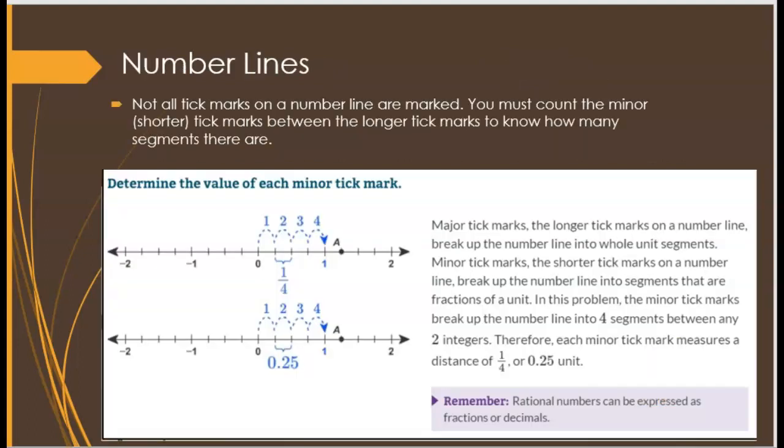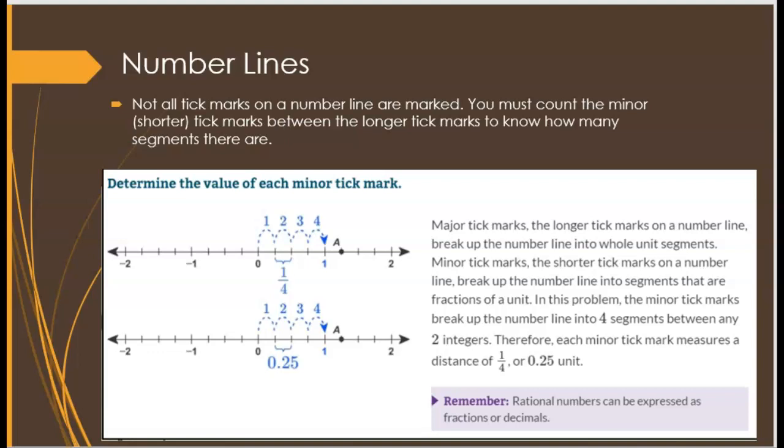On the number line, when you look at a number line, we looked at this the other day, not all the tick marks are marked. Okay, the major tick marks maybe, but the ones in between are not. You need to figure out how many tick marks are in between each whole number. That will tell you what fraction of the whole is each tick mark.